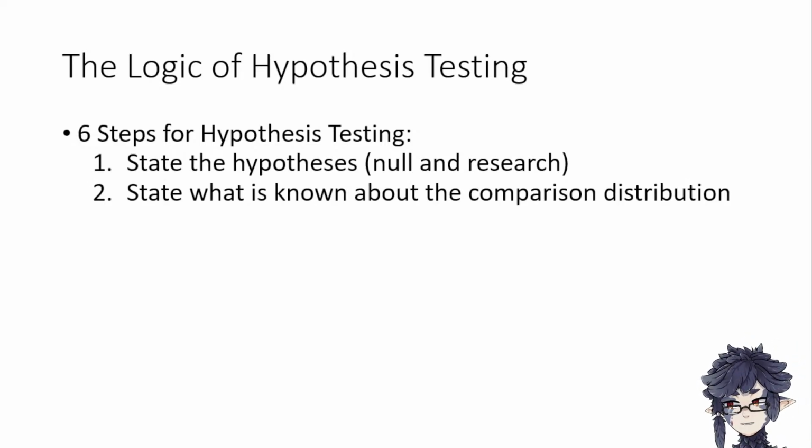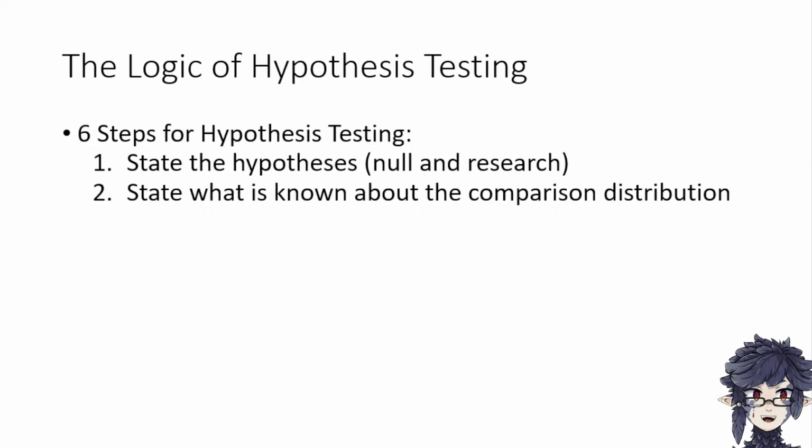Step 2, you have to state what is known about the comparison distribution. The comparison distribution is a theoretical set of scores or means that represents a world where the null is true, where there is no relationship between your variables, or where your independent variable has 0 impact on your dependent variable. What should your numbers look like if nothing's happening here, if your hypothesis is completely wrong and there's nothing going on?